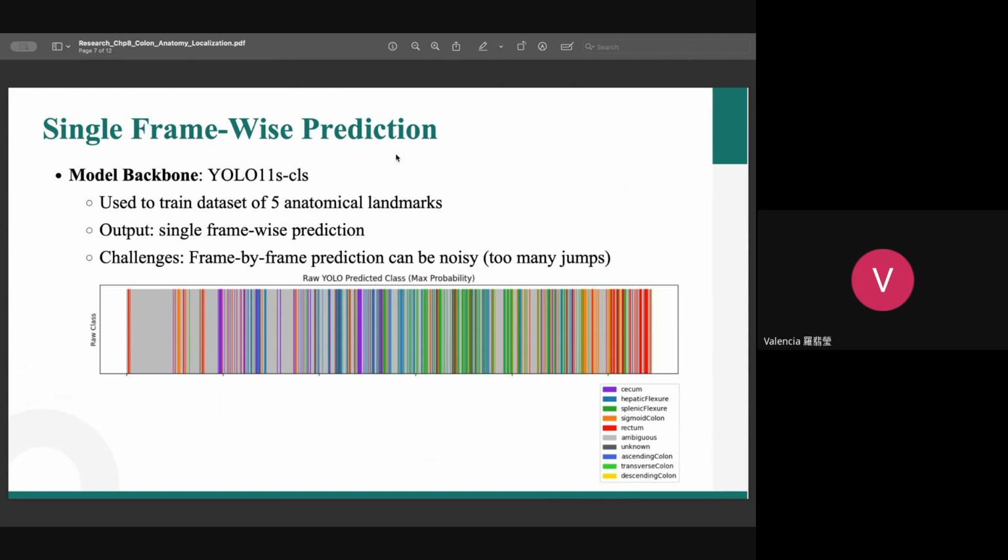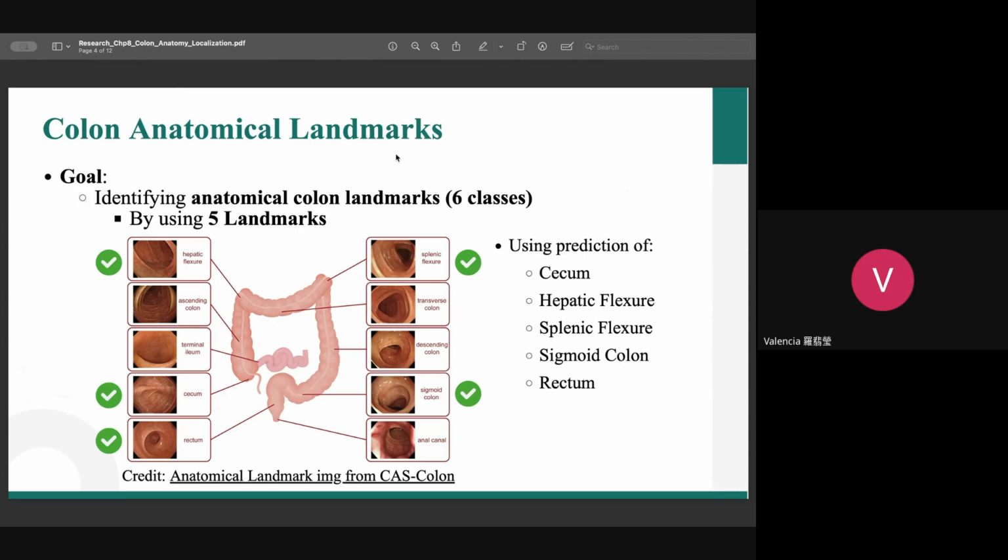But the thing is, in the colon, as you can see, you need to respect the order. The order needs to start from the cecum, and then next is ascending, and then hepatic, and then transverse, splenic, descending, sigmoid, and rectum. So this is the order of the colon.